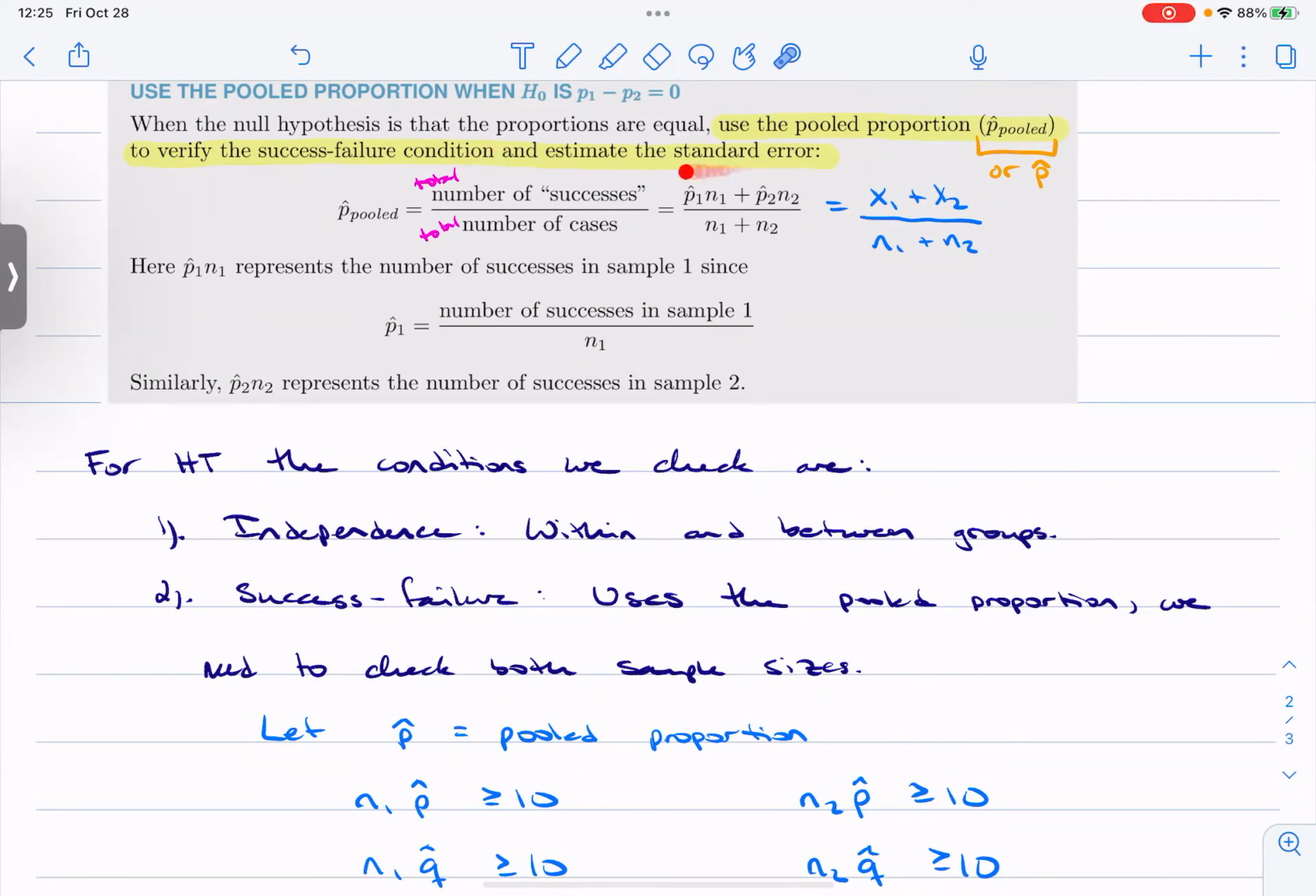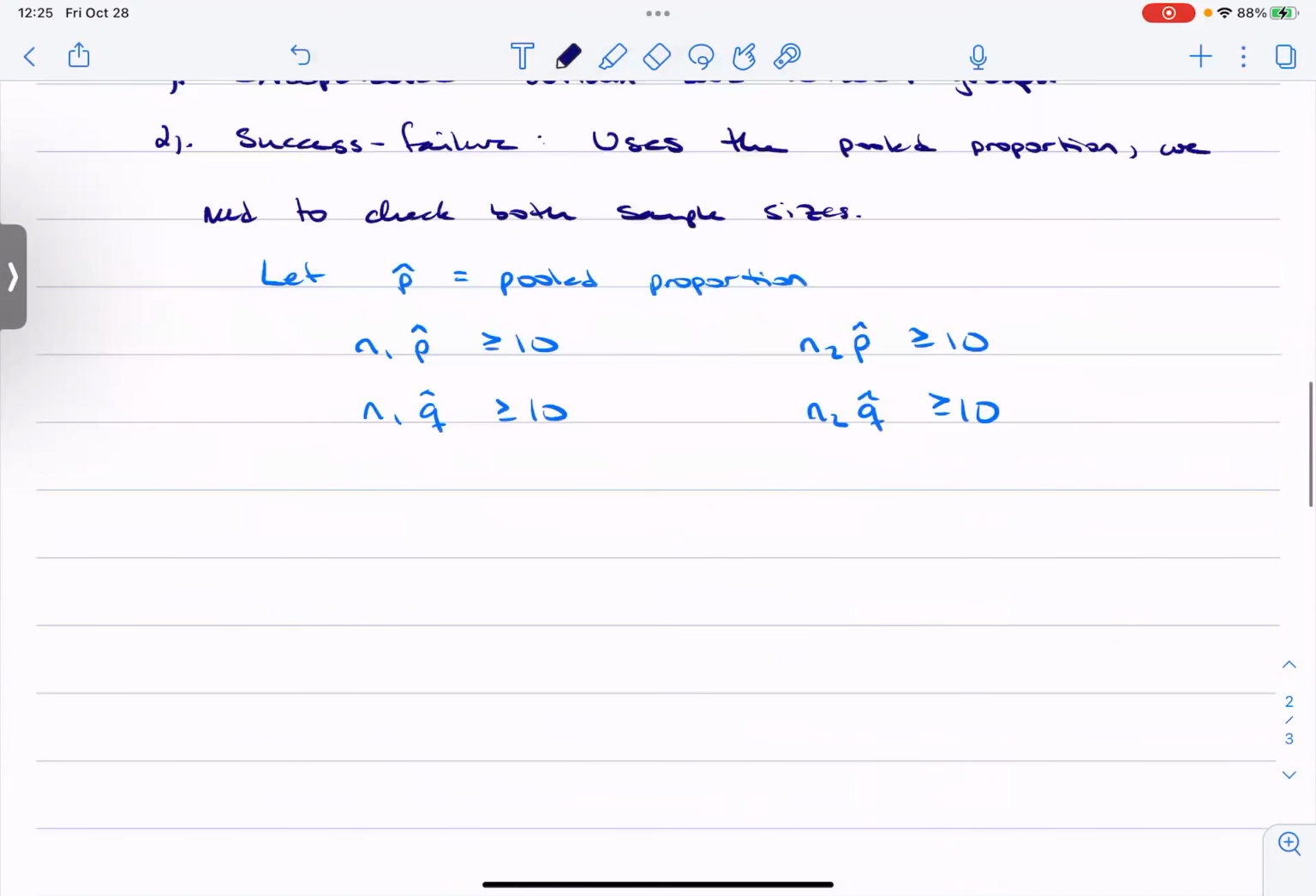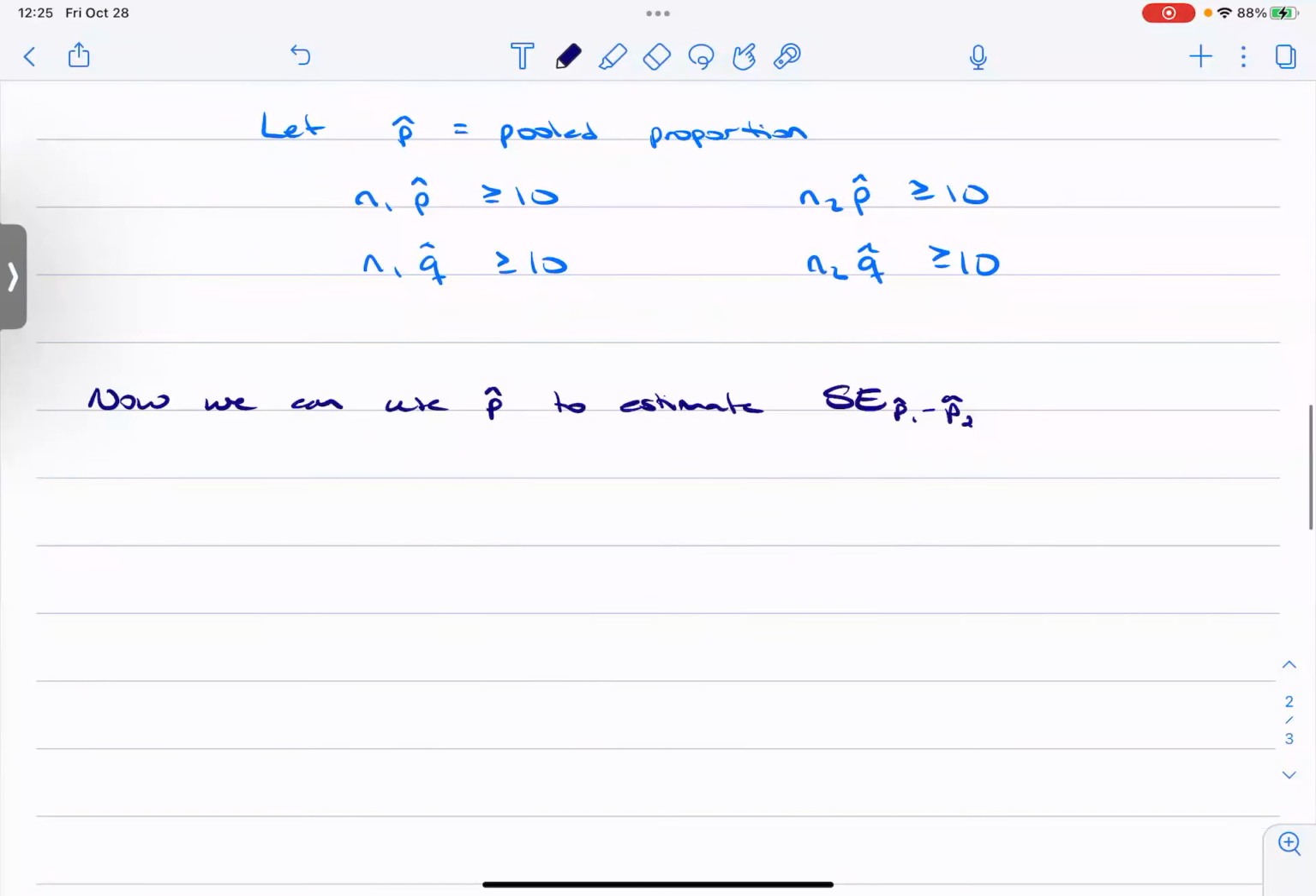How do we use it to estimate the standard error? Okay, so now we can use P hat to estimate the standard error of P1 hat minus P2 hat. I got a little too messy for my liking. I'm pretty easy on myself with my poor writing, but that took it too far. P1 hat minus P2 hat.